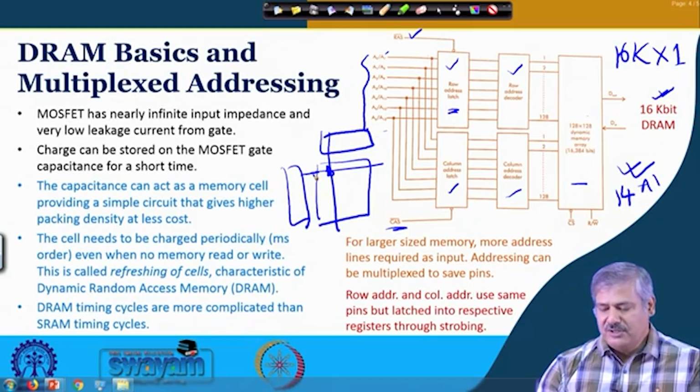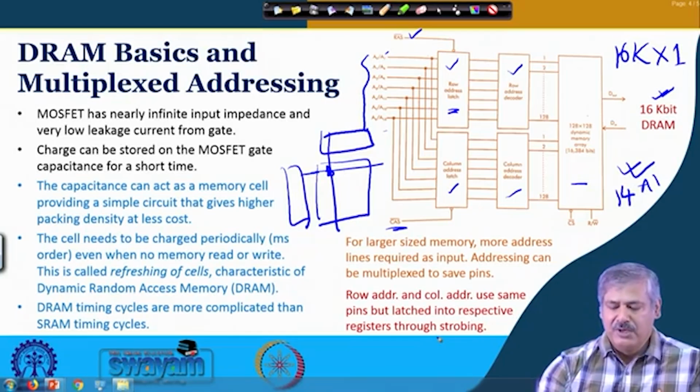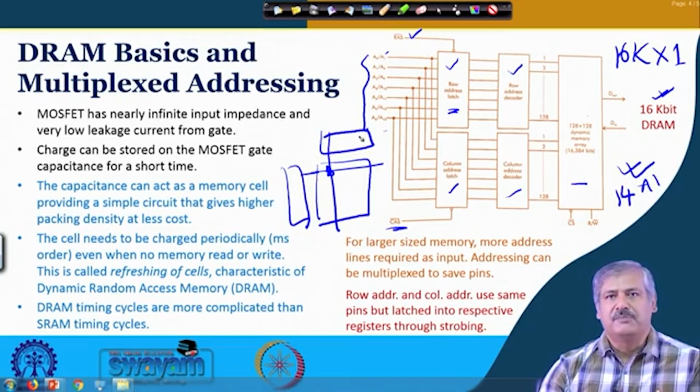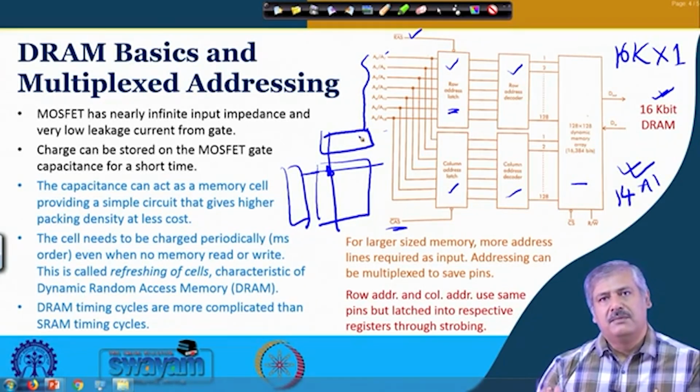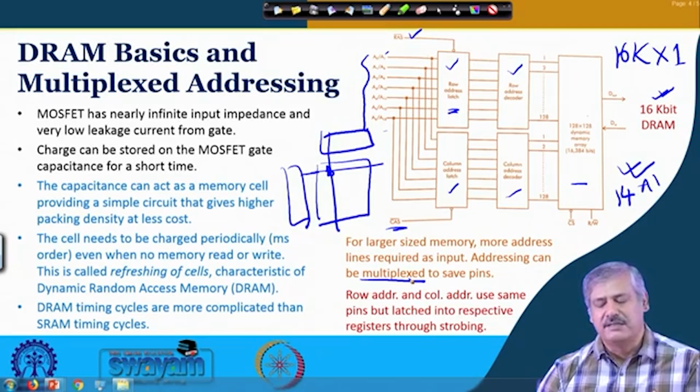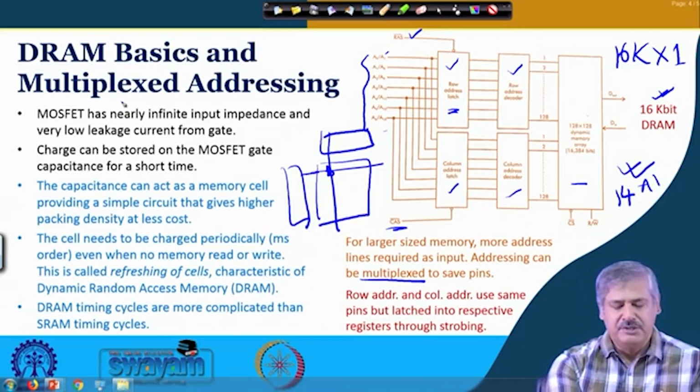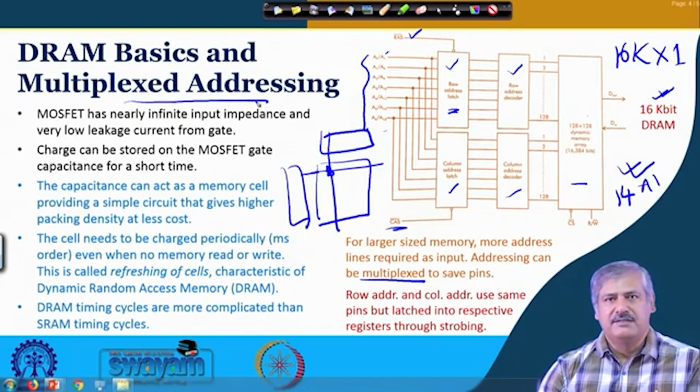So what is happening now because of this is that we are able to save 7 such pins, but the address bits are made available at different points of time. So this is the multiplexing aspect of it. Whenever the requirement of such pins becomes high because of higher packing density, we can think of some such way of addressing, which is also known as multiplex addressing.